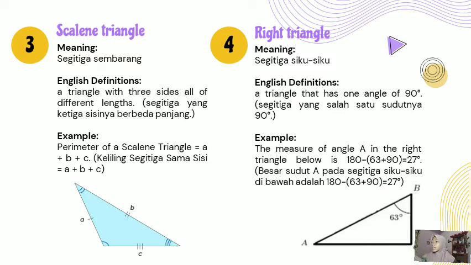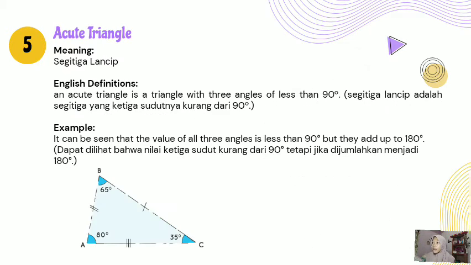Number 4, right triangle. Meaning is segitiga siku-siku. English definition: a triangle that has one angle of 90 degrees. Example: the measure of angle A in the right triangle below is 180 minus (63 plus 90) equals 27 degrees.